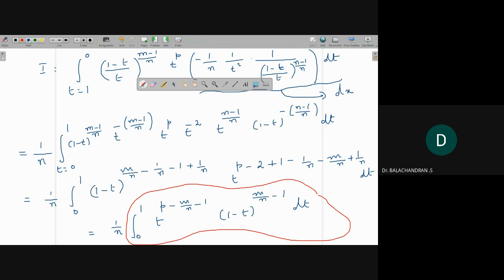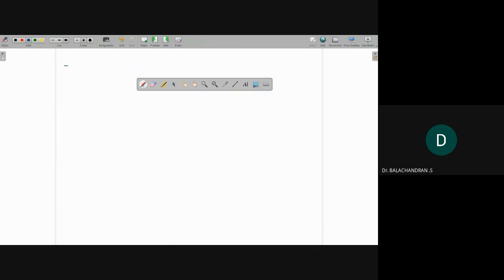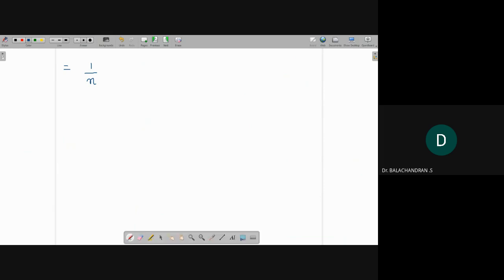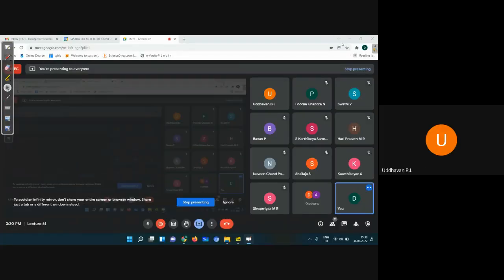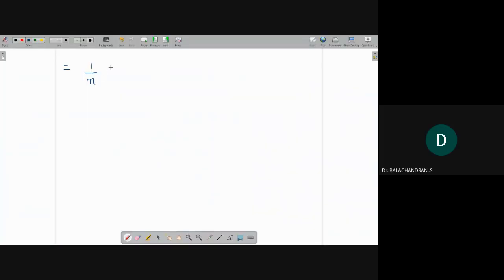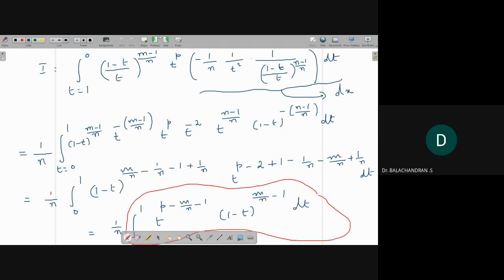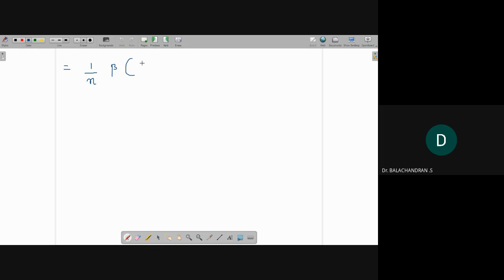What is the value of this integral? Anyone? Beta of m by n comma p minus m by n. Yes, m by n comma p minus m by n. Very good. Okay, so first we will write, both satisfy the symmetry property. Beta of m comma n equal to beta of n comma m. So very good, beta of p minus m by n comma m by n.